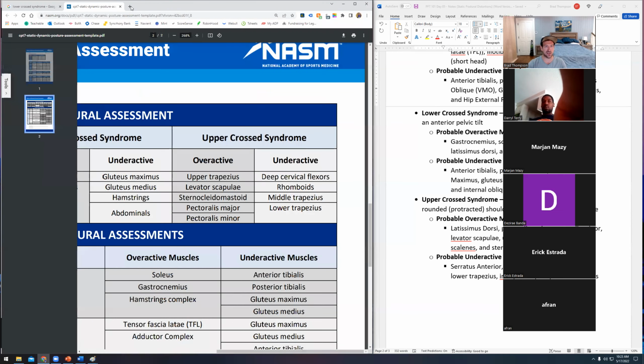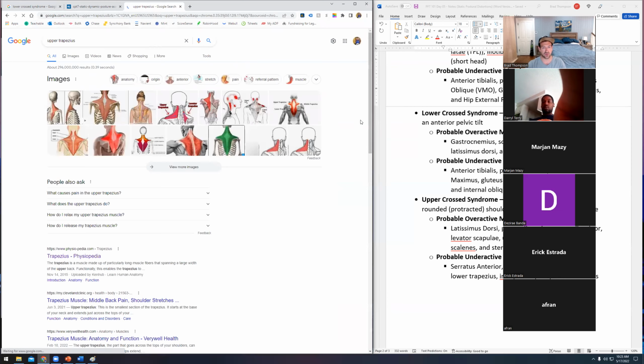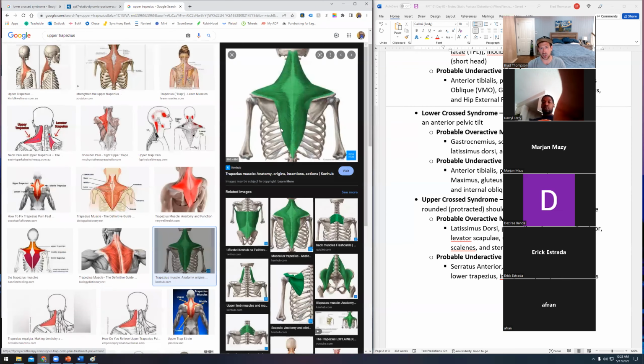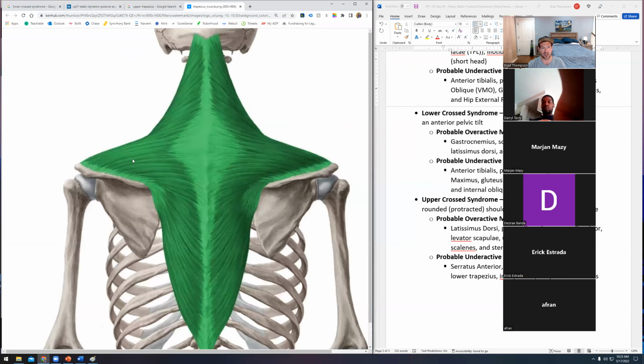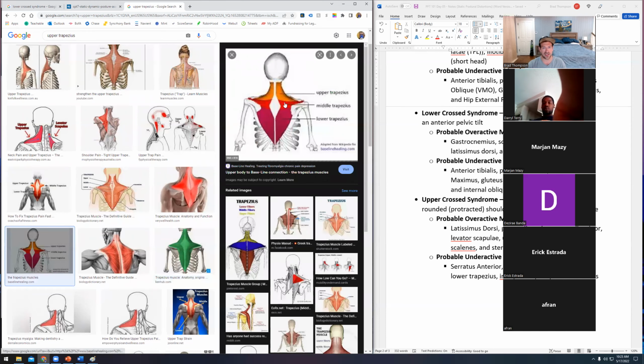Which one's the upper trapezius? Your upper trapezius is right here in the back. So this is actually all three of your trapezius muscles. It's this portion right here. This section's the middle and this section's the lower. These are actually weak muscles. We actually want to strengthen these fibers. So the upper trapezius are these orange fibers here.